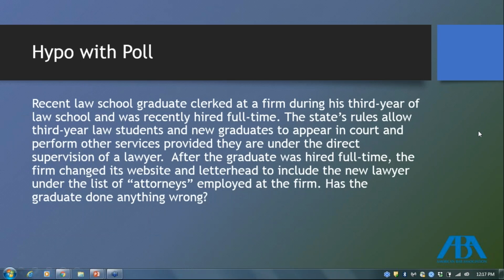A recent law school graduate clerked at a firm during his third year of law school and was recently hired full-time. The state's rules allow third-year law students and new graduates to appear in court and perform other services provided that they are under the direct supervision of a lawyer. After the graduate was hired full-time, the firm changed its website and letterhead to include the new lawyer under the list of attorneys employed at the firm. Has the graduate done anything wrong?